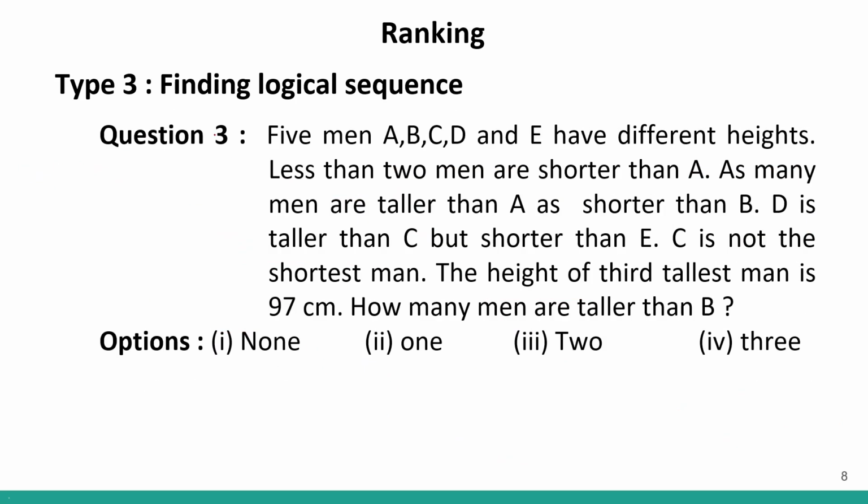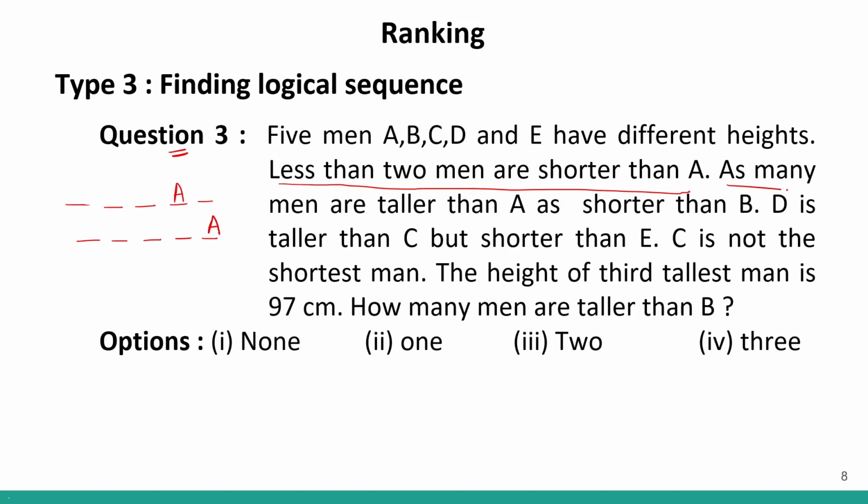Clear? Going to question number 3. Question number 3 says that there are 5 men and they have different heights. Less than 2 men are shorter than A. So 5 men, 1, 2, 3, 4, 5. So less than 2 men are shorter than A means A will be over here, sorry, A will be over here or A will be over here. Less than 2 means either 1 or 0.